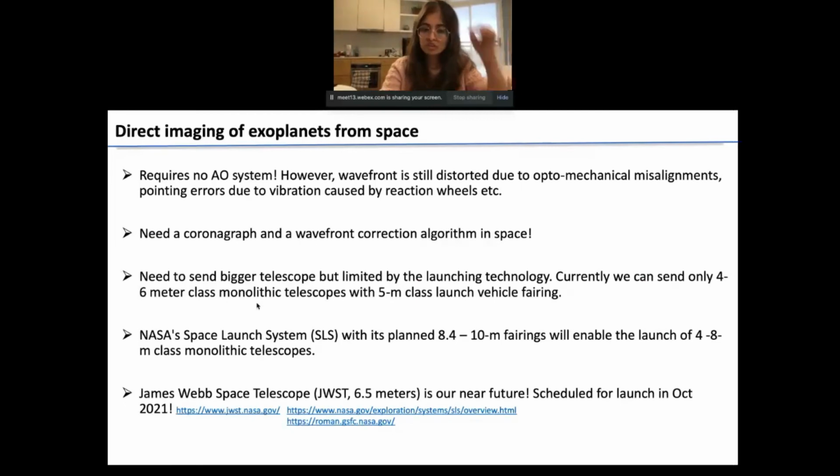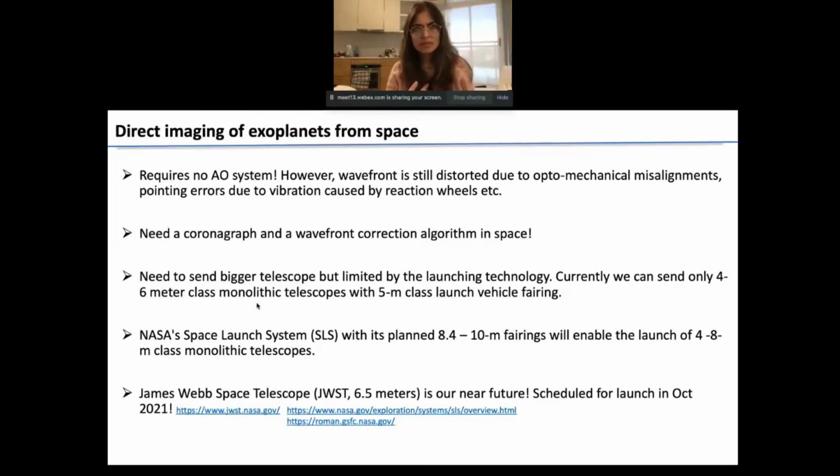Well, JWST is going to come in the near future. It's going to be 6.5 meters, and it's going to be pretty exciting to see this telescope. Another one is going to be the Roman Space Telescope, and these telescopes are kind of like a technology demonstrator. We can send stuff in space, but we need to.